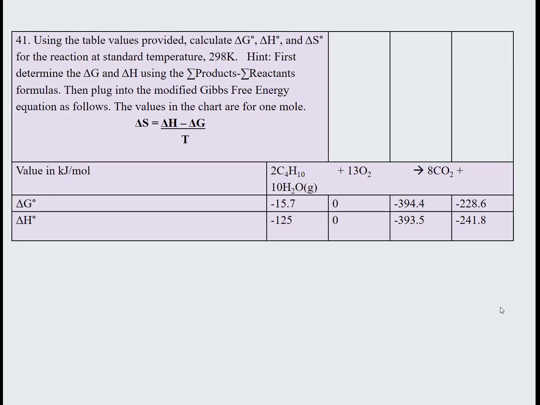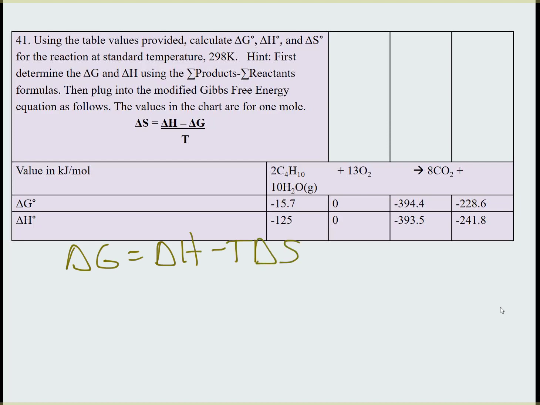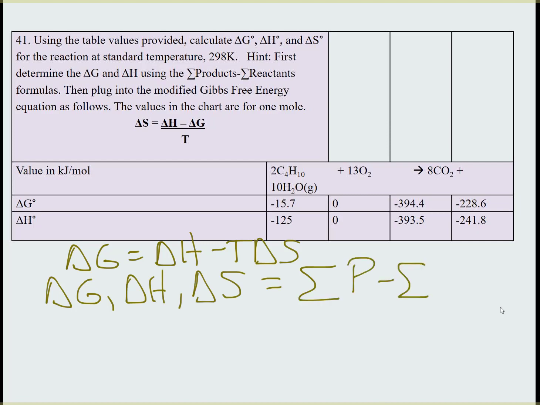All right, let's look at this one. There's a couple different ways to solve these problems. We could use the Gibbs free energy equation. And remember, it doesn't matter whether you have delta G, delta H, or delta S, you can always take the sum of the products minus the sum of the reactants. So that's what we're going to do, kind of a combination in this problem, where we do both ways to find it at once.